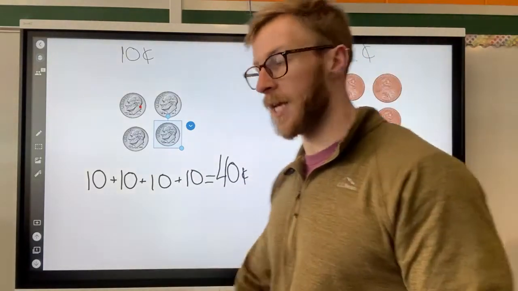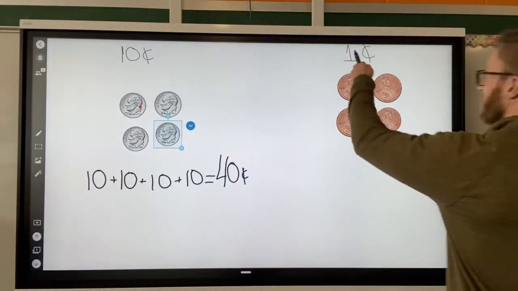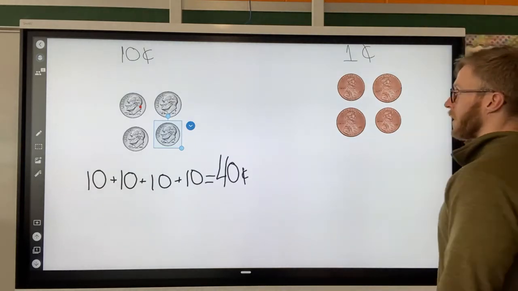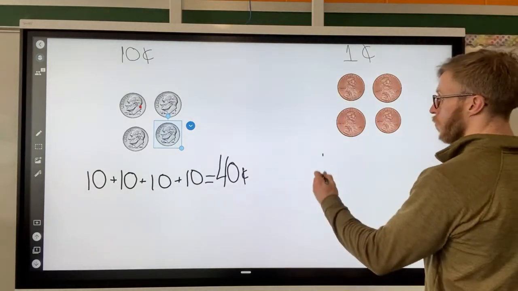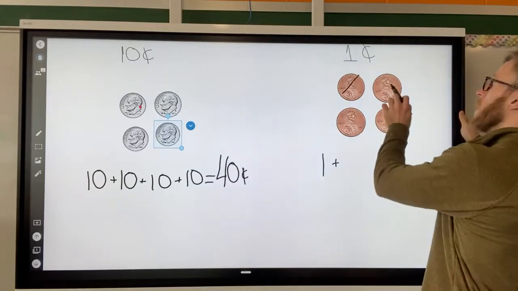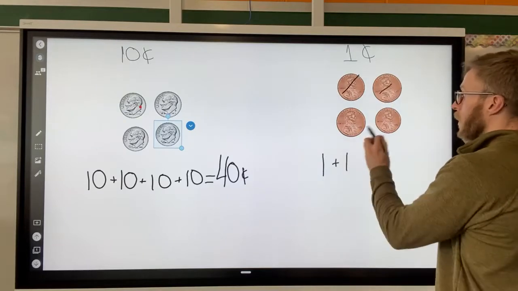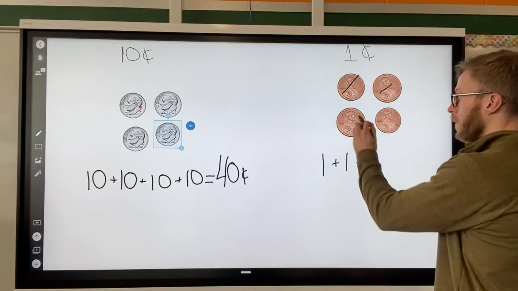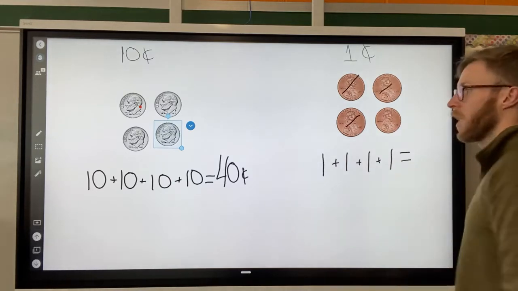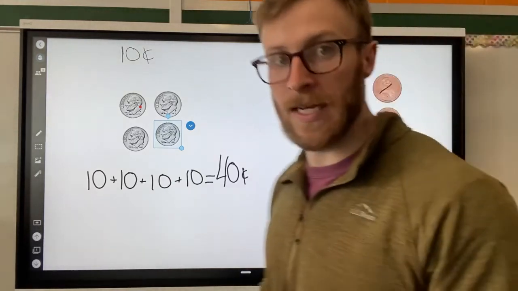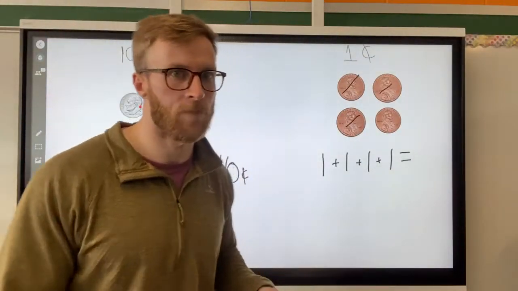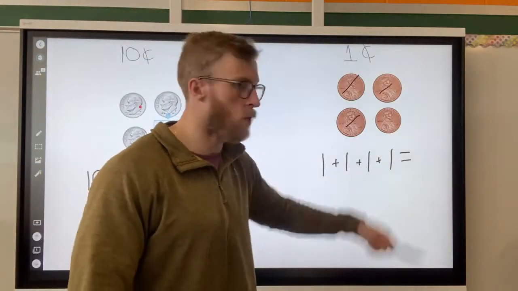We need to see if we have the same amount with pennies. Pennies, again, are 1 cent each. So here's 1 cent, 1 cent, 1 cent, and 1 cent. So it's like 1 plus another 1 plus another 1 plus another 1. So I have 4 1-cent pennies. Now already right off the bat, we should be able to tell that our number sentences are not the same. So I don't know if they're going to have the same amount of money.